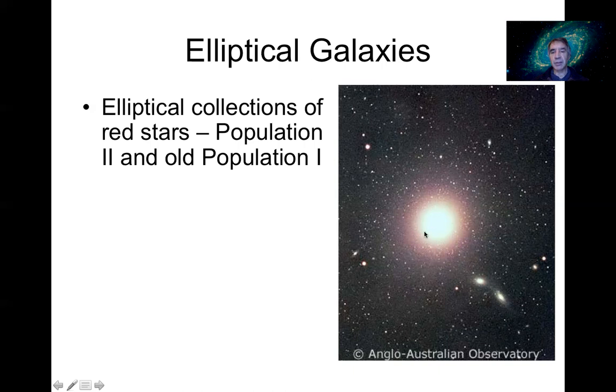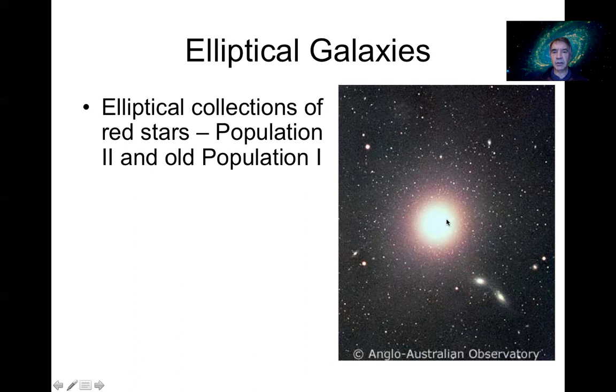But they just have a smooth distribution of light that gets brighter and brighter as you go into the center. So the concentration of stars gets more and more as you go into the center of the galaxy. And so these are always just made up of this red population of stars. These galaxies are often called red and dead because there's not much else going on in them. So they're basically, again, full of these population 2 and old population 1 stars. So just an aging population.